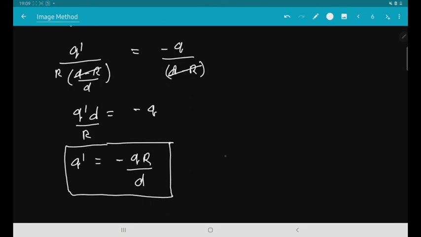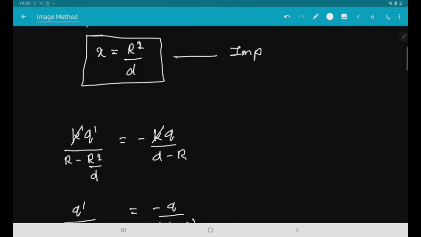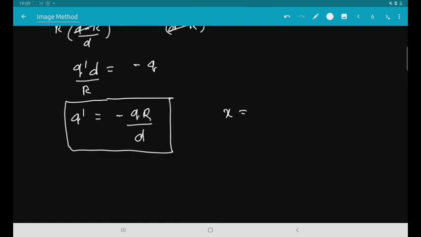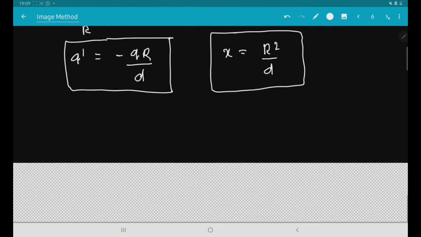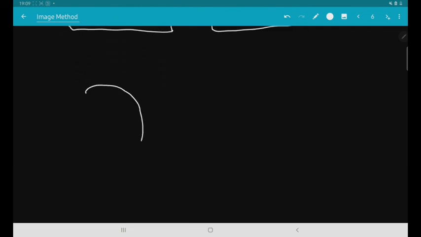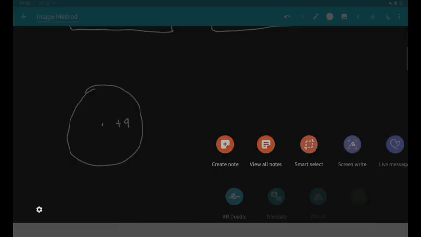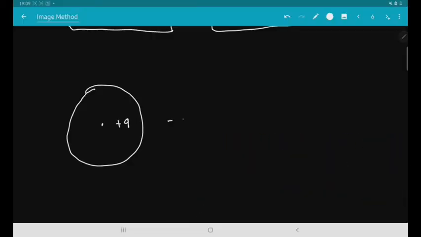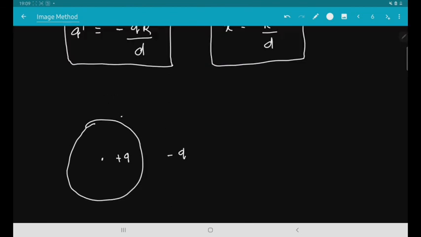So we have both the equations: where to place this charge, X we have r square by d, and we have an equation for magnitude of the charge as well. These both equations are important. Now suppose the actual charge is not outside but inside, then the image charge will come outside. Again, we can use the same formulas to find the magnitude of the charge and the distance of the charge.